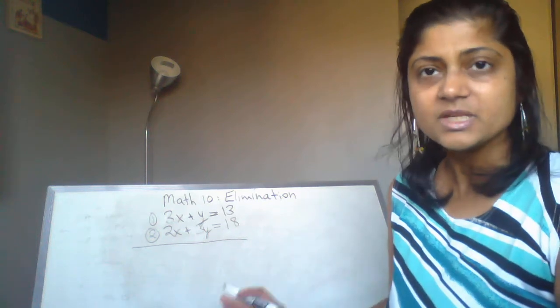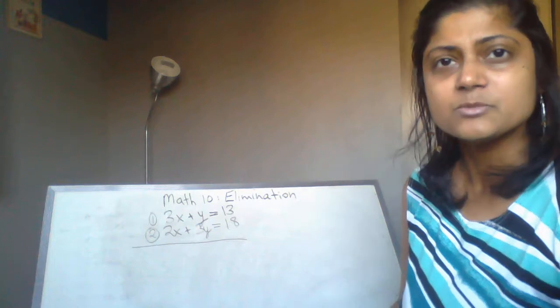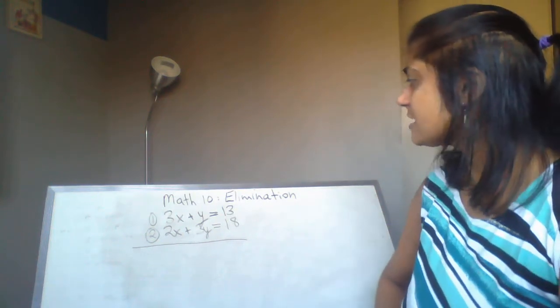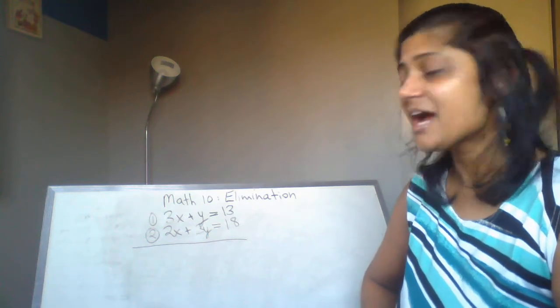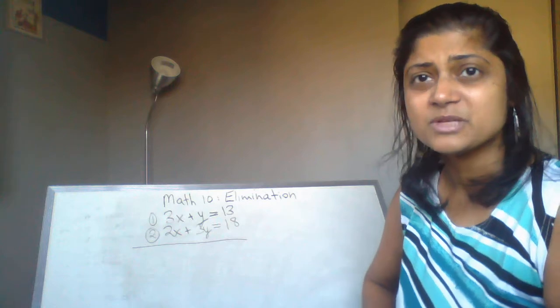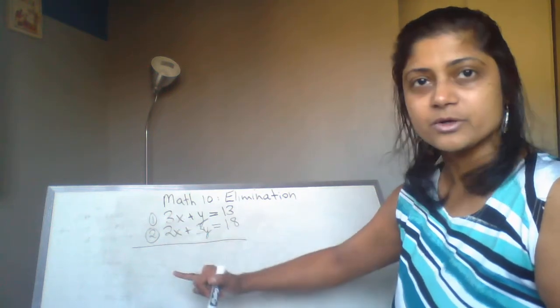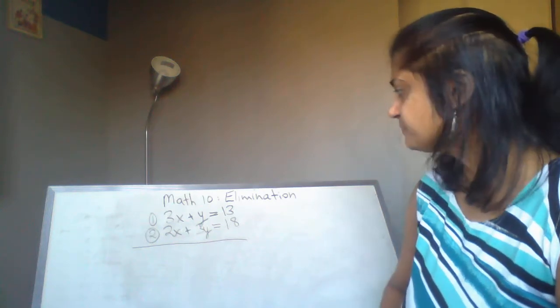I have this question written down on the board, and it's similar to one of the questions we did in the previous video. So I'm looking at my two equations here. I have 3x plus y equals 13. And the second equation is 2x plus 3y equals 18. I always number the equations as 1 and 2, so you can always refer back to them.